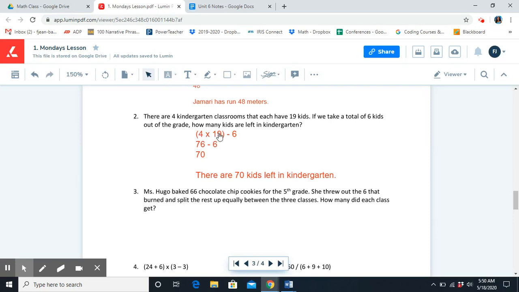So we have 4 times 19. We get 76. 76 minus 6 equals 70. There are 70 kids left in kindergarten.